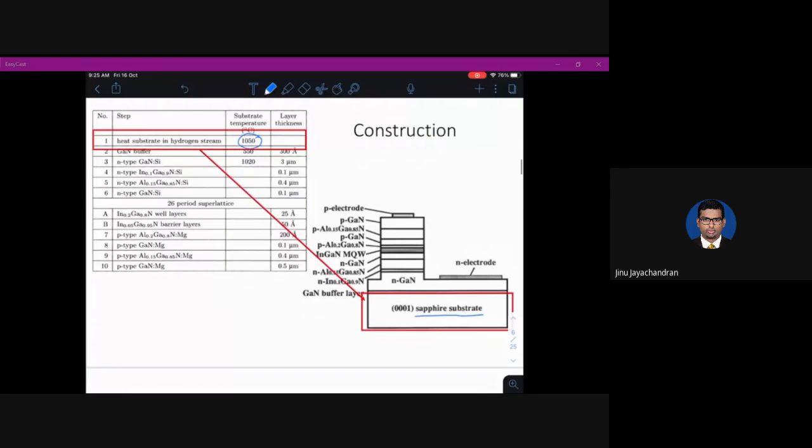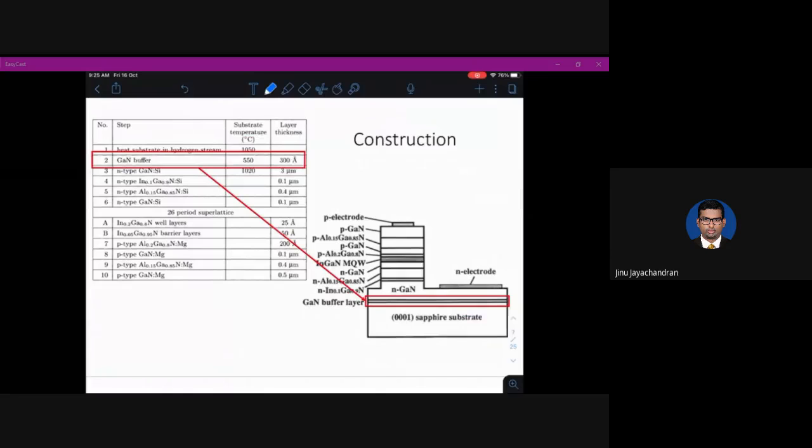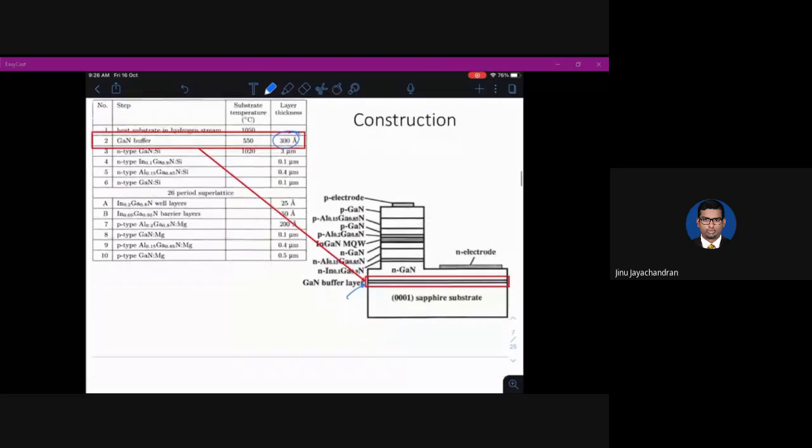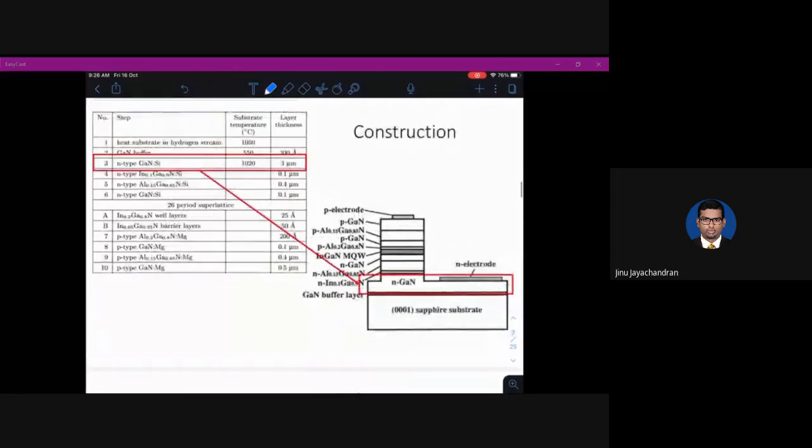The second layer is gallium nitride buffer layer, that is here. Okay. So that is rolled out over the substrate by heating it at 550 degrees Celsius, and the thickness of the layer is 300 Angstrom. 300 into 10 raised to minus 10 meter. That's 300 Angstrom.